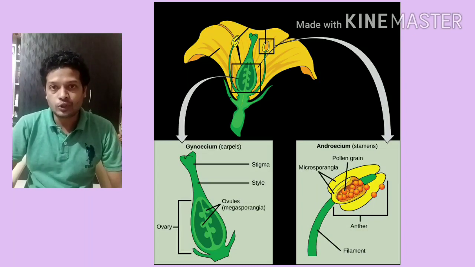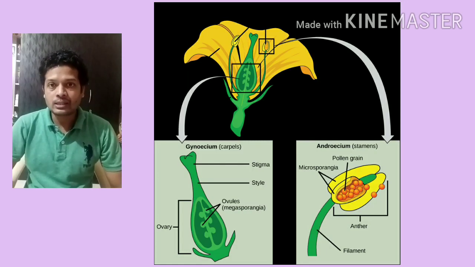The unit of androecium is known as stamen. Each stamen consists of bilobed anther and a filament, or the structure which holds the anther is known as filament. In case of female reproductive organ, that is gynoecium, the unit of gynoecium is known as carpel. Each carpel consists of 3 parts, namely stigma, style and ovary.